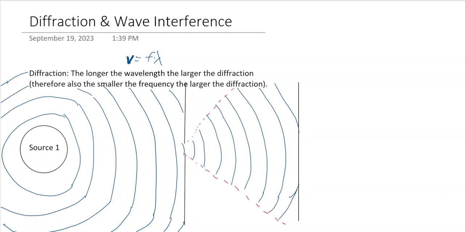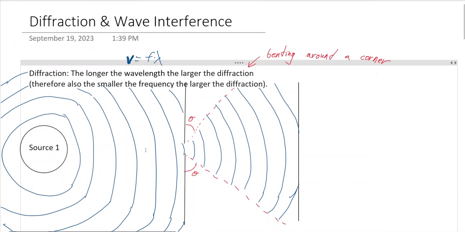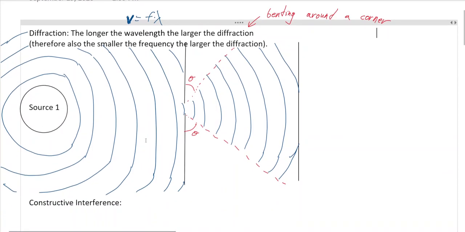Okay, so this is not a perfect drawing, but this angle here will get smaller. The longer the wavelength, the larger the diffraction. So that means it'll bend more. This is basically bending around a corner. Okay, that's basically what's happening here. So good to see that. That's diffraction, one of the basic ideas here.